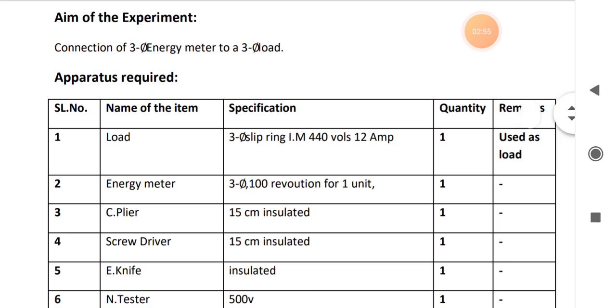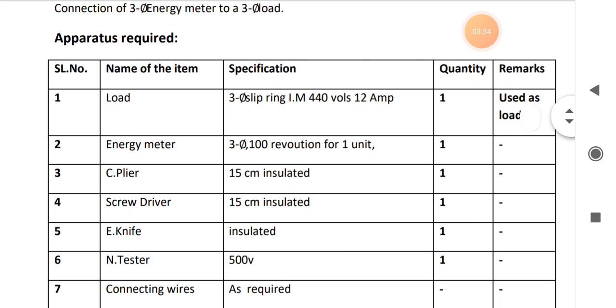Now, in the apparatus required, we have a load which is a three-phase slip ring induction motor, 440 volts, 12 amperes, and the quantity is 1, and it is used as a load. In the remark side, I have written that we can also have a load box instead of a motor, but in this experiment, we have taken a motor. Now, the second thing which we require is an energy meter, which is essentially a three-phase one, and its 1 unit or 1 kilowatt hour is for 100 revolutions. It is the meter constant. The quantity required is 1.